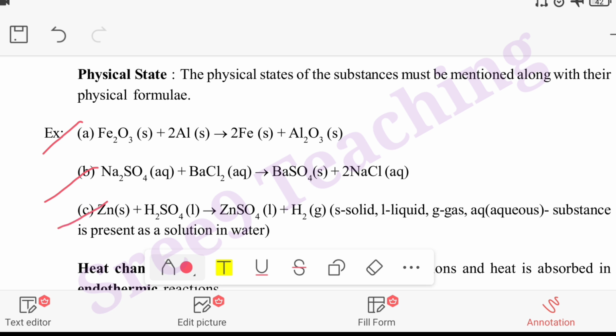Now the third equation, zinc solid S plus H2SO4 L means liquid, gives rise to ZnSO4, it is liquid, plus H2 G. See, H2 G means it is gas. Now in brackets S solid, L liquid, G gas, AQ means aqueous, the substance is present as a solution in water. So like this we make the equations more informative by writing their physical states, whether it is solid, liquid, aqueous or gas. Got it?